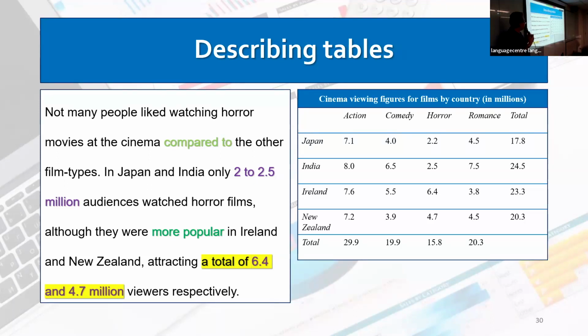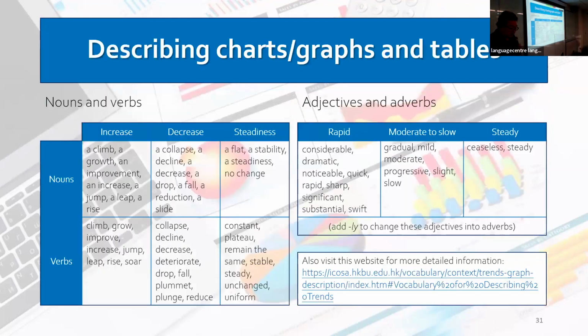Okay. So you can see from this paragraph that actually the range of language features are more or less similar to what you can see in the slides when we talk about how to describe charts and graphs. So let me conclude this part, I mean, how to describe charts, graphs, and tables, by giving you some suggestive wording that we can use.